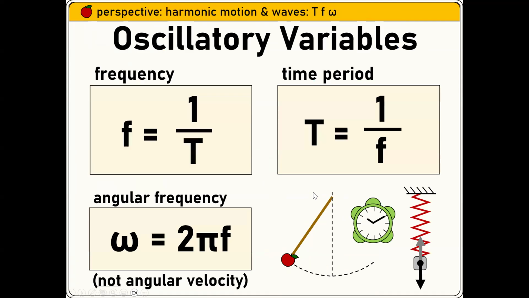So I'm just setting up some definitions for the next slide. These top two you saw earlier today. Frequency is 1 over time period, and time period is 1 over frequency. Those are reciprocals of each other. Here I'll give you an example.